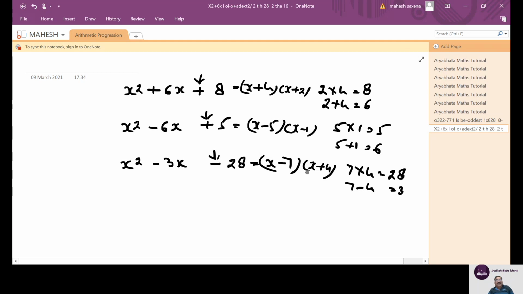You might have learned how you can factorize a quadratic polynomial in a very short time.